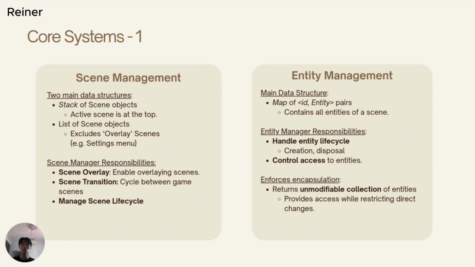Our scene manager uses two primary data structures: a stack to handle the active scene and support overlays like settings menus, and a list for cycling through game scenes. This allows us to manage the entire scene lifecycle and transition seamlessly. Moving inside the scene, the entity manager acts as a central registry, storing all active entities in a map for efficient access. To enforce encapsulation, the manager protects the internal collection and only provides an unmodifiable view, ensuring that entity lifecycles remain under strict control.